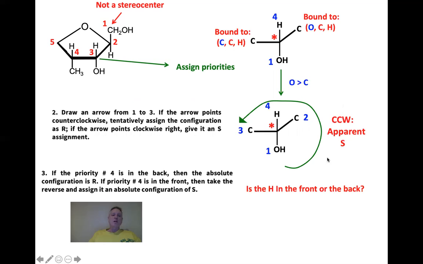And then what we do is we draw an arrow from 1 to 3, and it looks counterclockwise, but it's an apparent S. And the reason why it's apparent is because the number 4 group has to be in the back if it is going to be truly an S configuration. But how do we know this is in the front or the back? There's no wedged and there's no hatched lines.